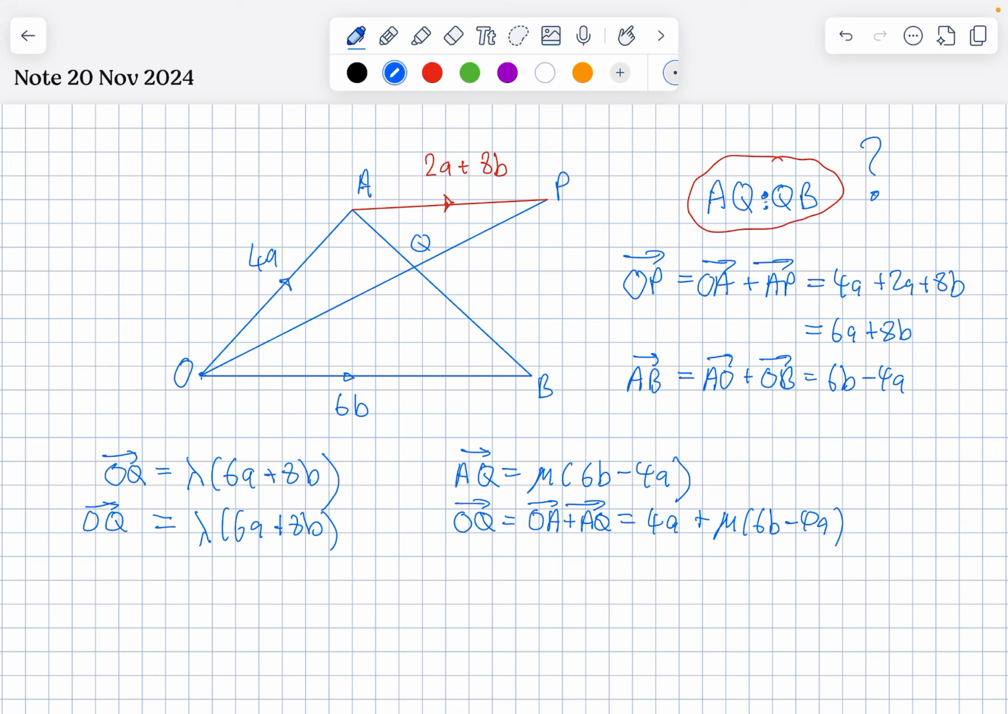So now I'm going to collect together my lambdas. Let's expand these out. So I've got 6 lambda A plus 8 lambda B, and I'm going to make that equal, because remember they're both going to the same place, 4A plus 6 mu B minus 4 mu A. Okay, so they're now equal to each other.